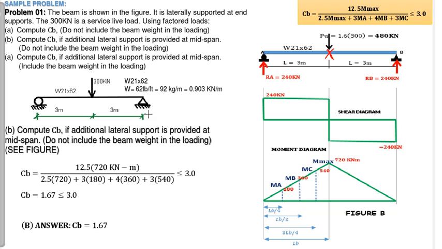Okay? So, yung live load 300, factored natin yan kasi sabi niya, using factor load. So, 1.6 of 300, that is equal to 480 kilonewton. Okay? So, the same process, shear diagram and moment diagram. Nakuha natin yung moment diagram natin kanina kasi walang pinagkaiba. Yung pinagkaiba lang dito is naglagay tayo ng lateral support at mid-span. So, mayroon tayong support dito sa mid-span.